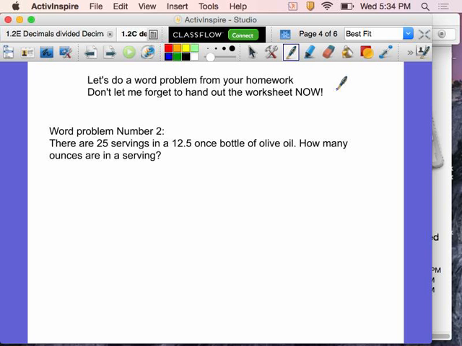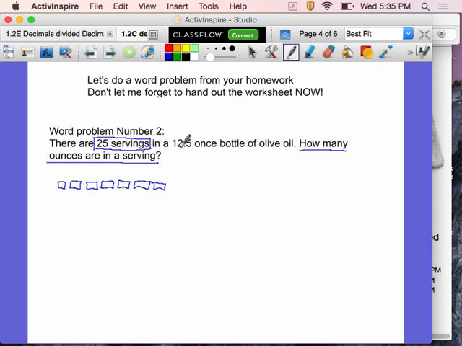So I know there are 25 servings in a 12.5 ounce bottle. That means that I can pour it out 25 times and I'll have an exact amount. But I don't know how many ounces are in one of those 25. So that means I need to divide, because it's kind of like I'm taking my olive oil bottle and splitting it into 25 tiny little cups.